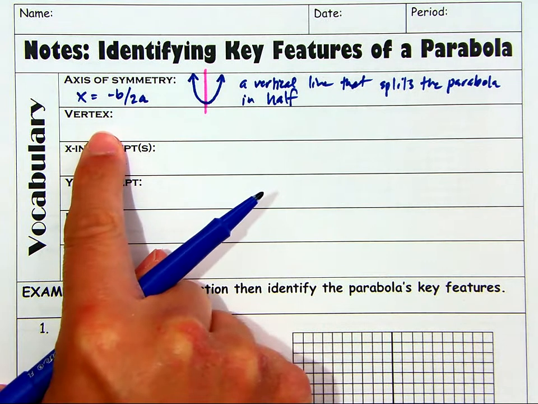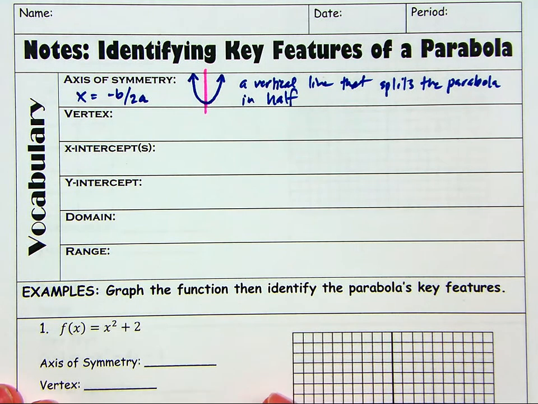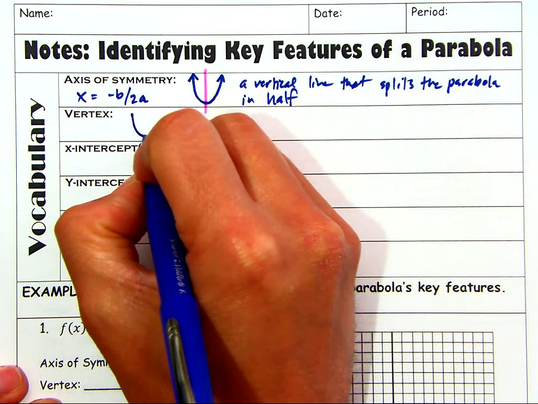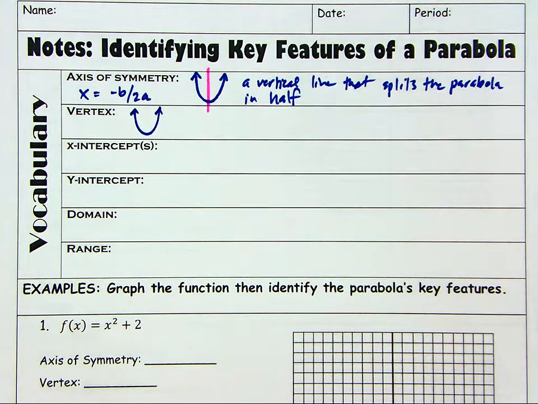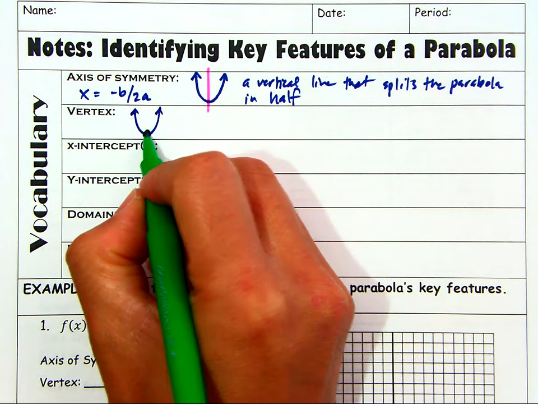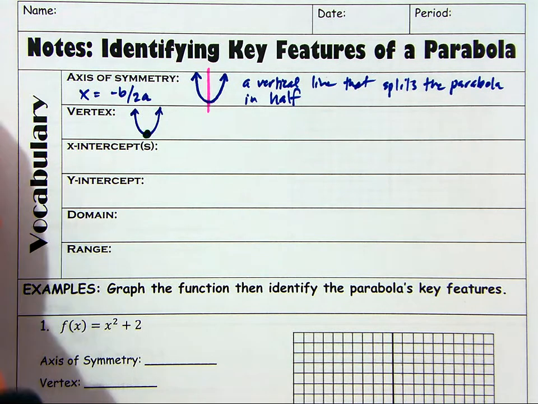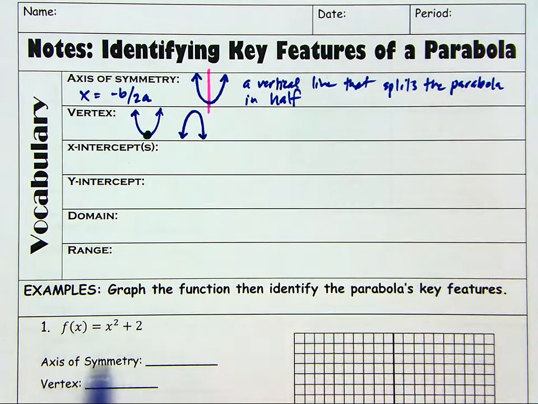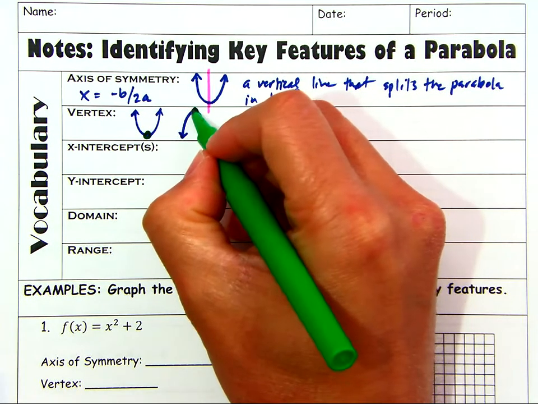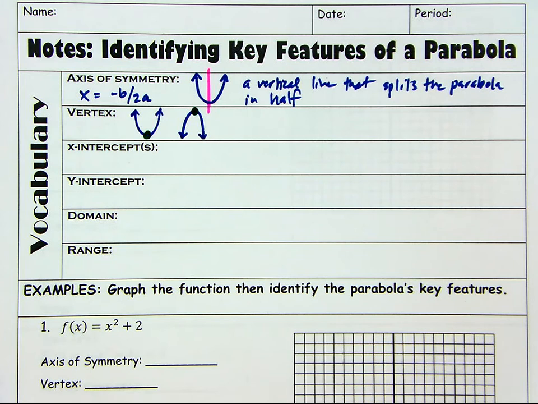All right. The vertex is another concept that we saw in the last video. So if your parabola opens in this way, the vertex would be the low point. And if your parabola opened the other way, if it opened down, then the vertex would be the high point. Okay. It's important to note that the vertex is always going to occur somewhere on that axis of symmetry. It's going to be kind of in the middle of the parabola.